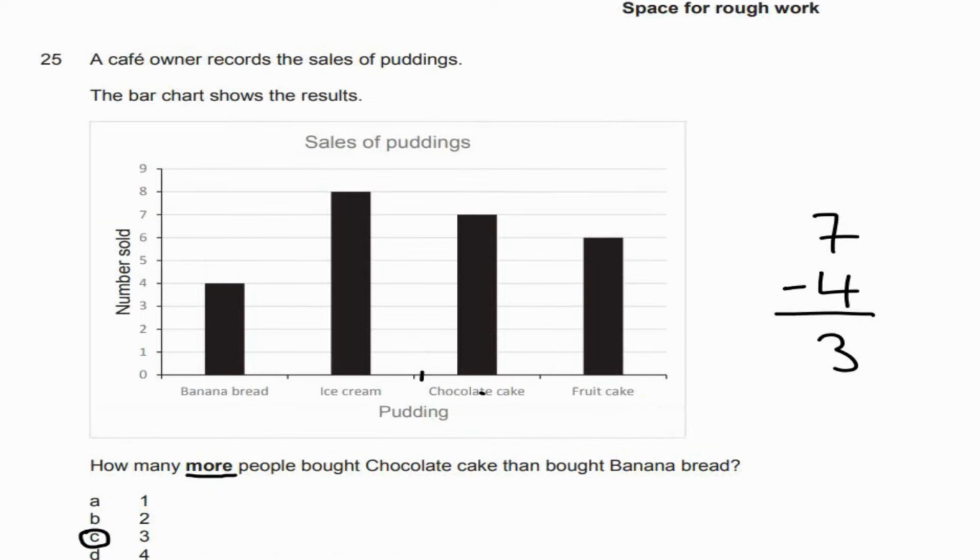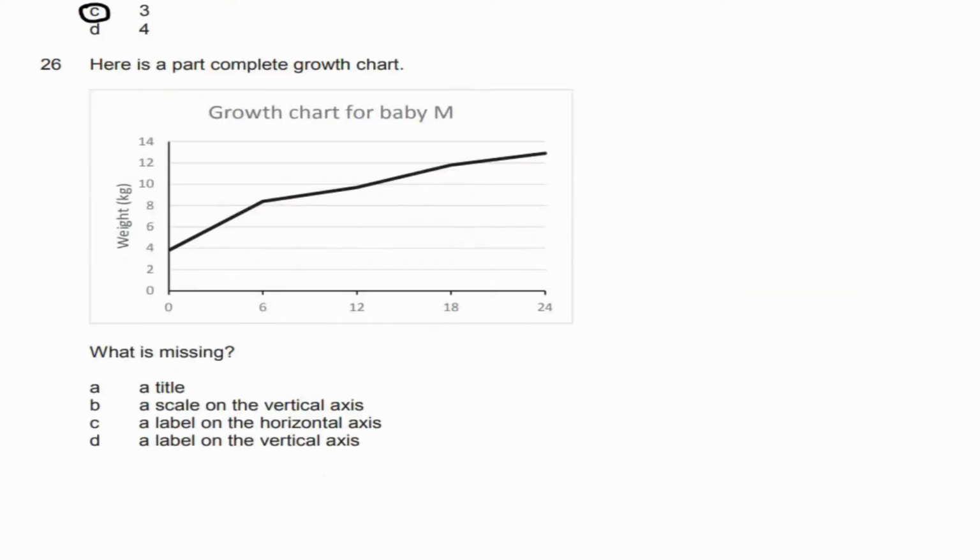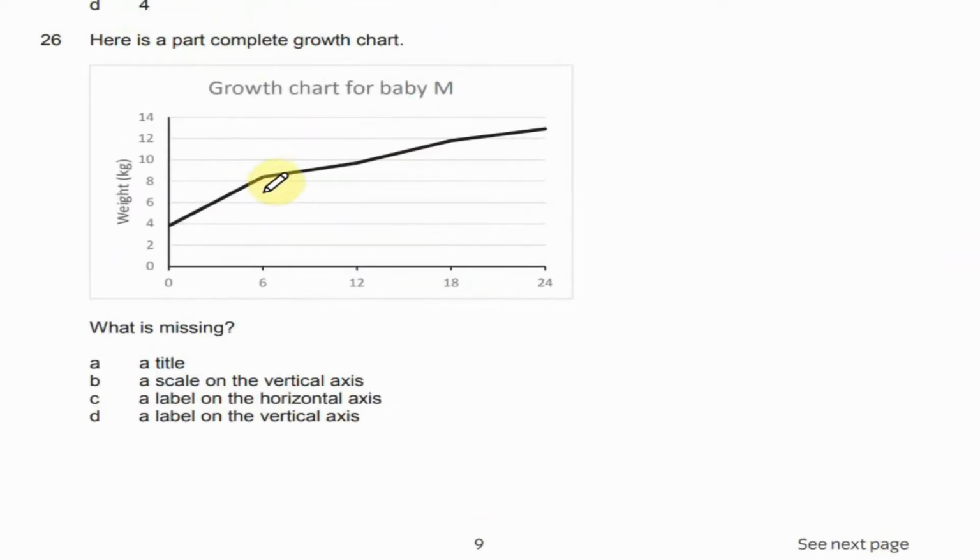Now we're moving on to question 26. Here is a part complete growth chart. They're asking us what is missing. They say a title. No, the title is here: growth chart for baby M. Option B, a scale on the vertical axis. We have a scale on the vertical axis here, so that's not missing, so these are okay.